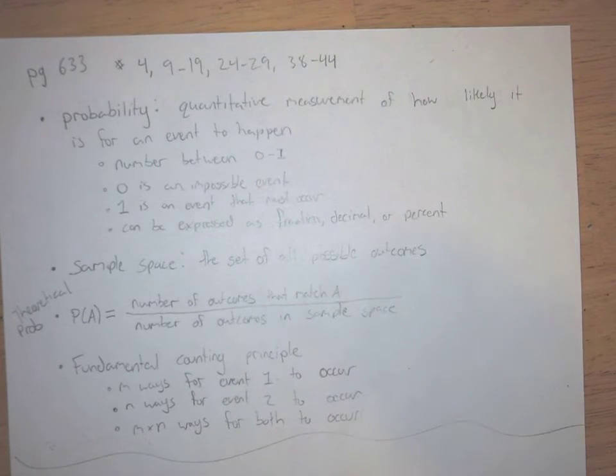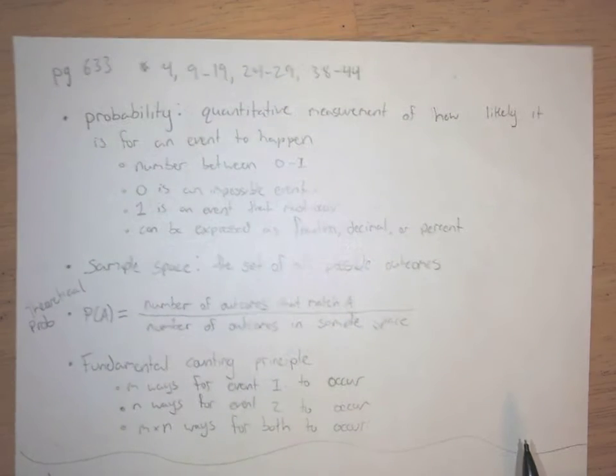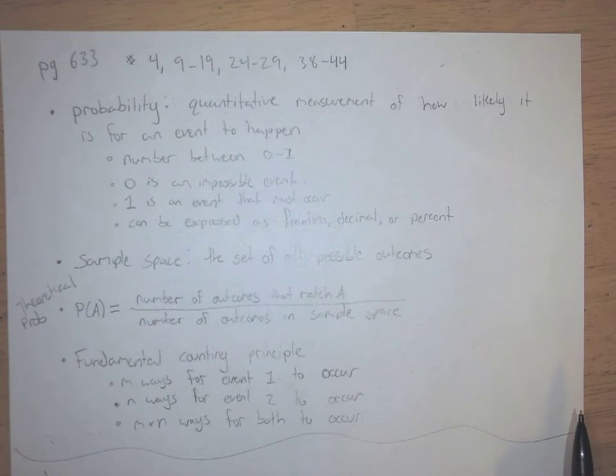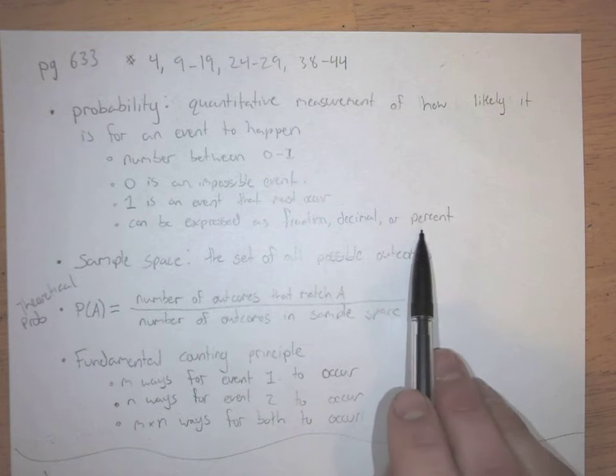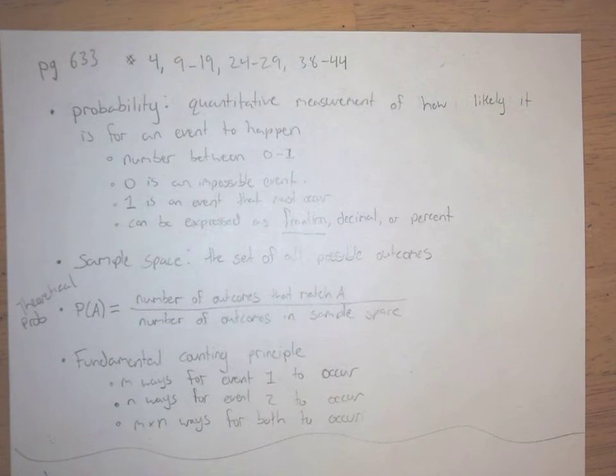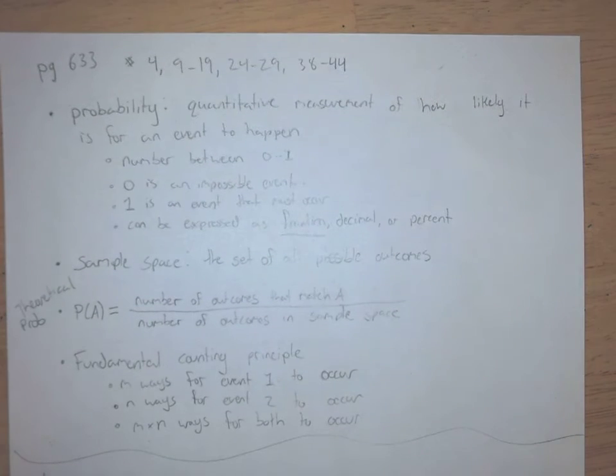So 0, of course, would be 0%, and that's like nothing's going to happen. There's a 0% probability that this is going to happen. That means it's not going to happen. But you can also express it as a fraction, decimal, or percent. Now in your homework, most of the answers in the back of the book are going to be fractions, but towards the end in numbers 40 through 43, I think they do them as percents.